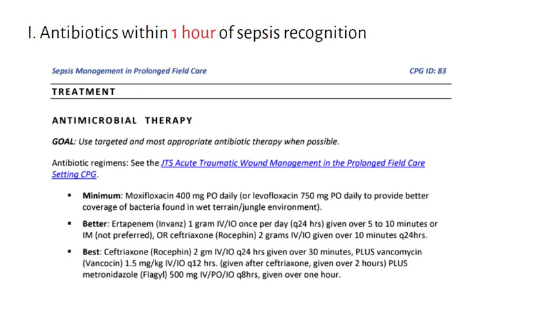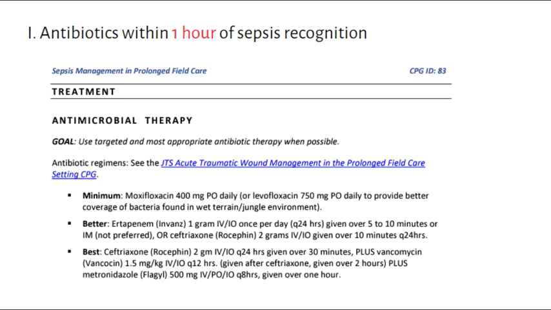Joint Trauma System clinical practice guidelines identify antibiotics with minimum, better, or best categories. The minimum category should be sufficient for most superficial infections you encounter. The antibiotics in the better and best categories target a wide range of bacteria. This broad coverage ensures that almost all bacteria will be susceptible to the treatment.